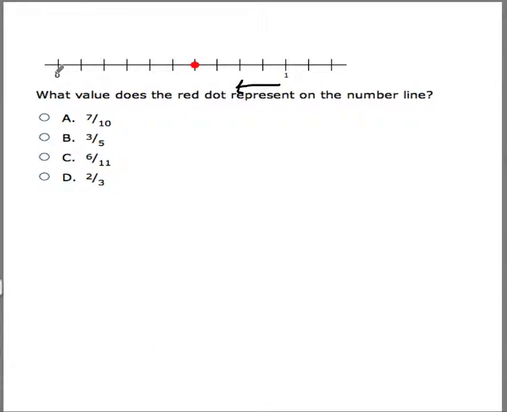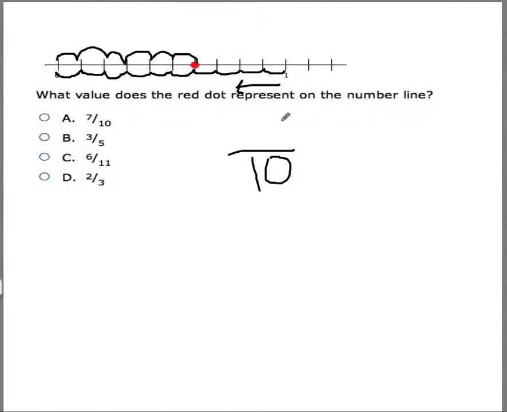Let's figure out the denominator. We'll count the parts. 1, 2, 3, 4, 5, 6, 7, 8, 9, 10. 10 total parts. So that's the denominator, because the denominator is the total parts. Then we start again at 0 and count for the numerator. 1, 2, 3, 4, 5, 6. 6 out of 10 parts.